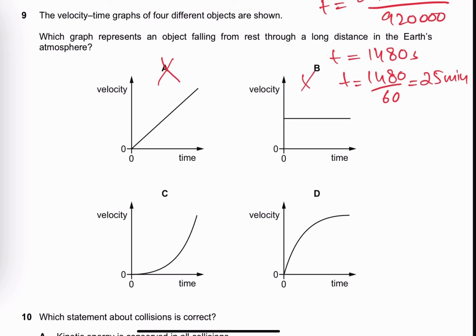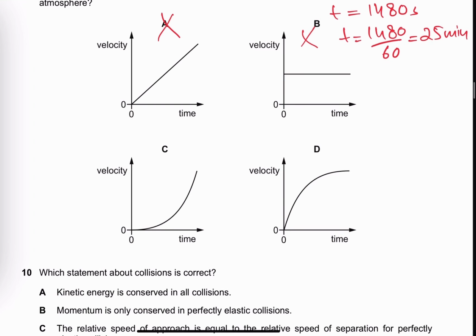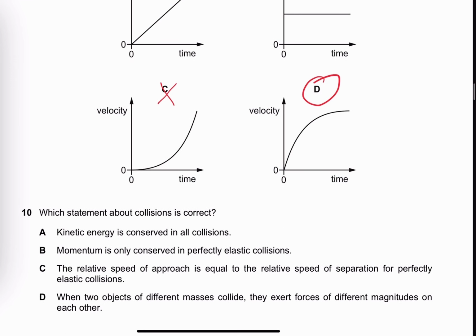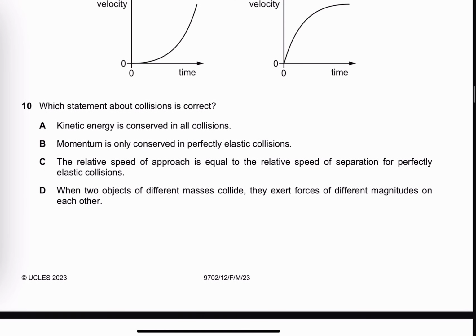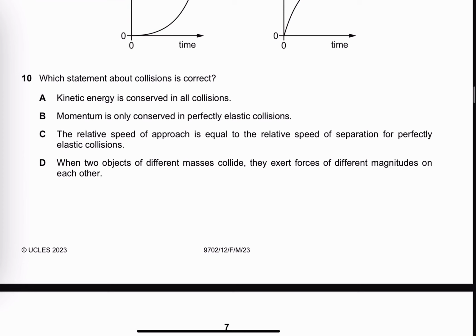This is velocity constant. This is also not possible because velocity will increase. This is the increasing acceleration. This is also not a case of free fall. This is the case. That is a free fall motion in the presence of air resistance when the object is falling from a great height. The 10th question, which statement about collision is correct?